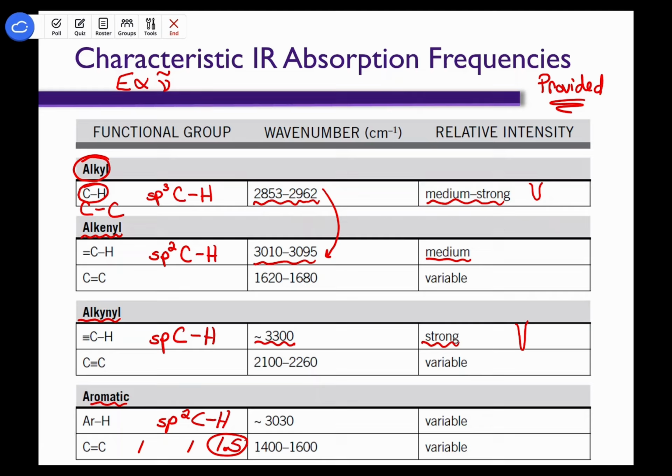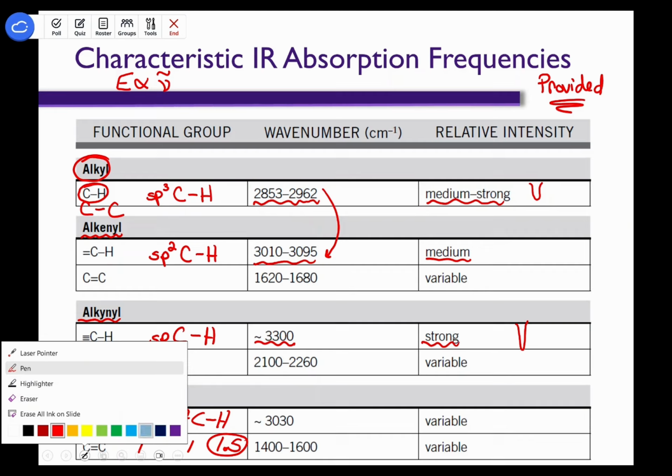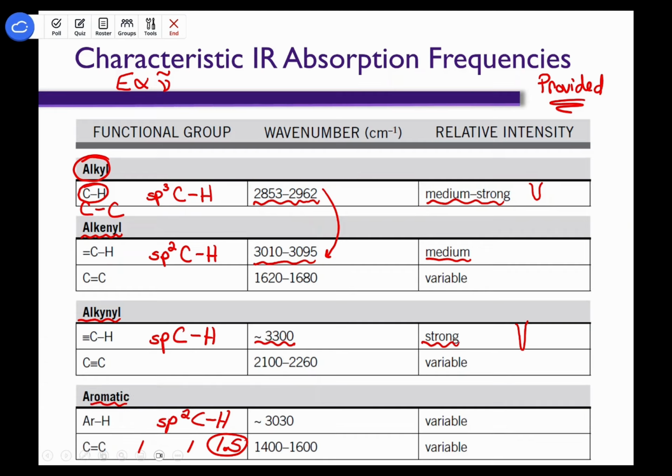3030 falls within 3010 to 3095. But we see some patterns here. So there must be some rationale, some reason to this pattern that we're observing. So we've seen as the hybridization of that carbon changes, the type of light that it absorbs changes as well. Okay, now let's look at bond order.